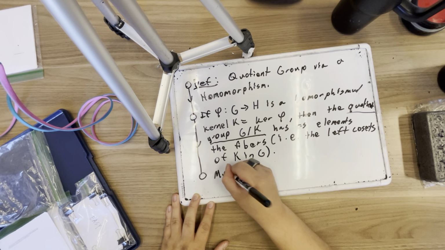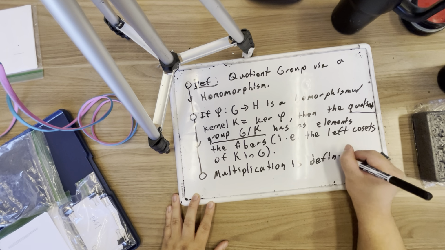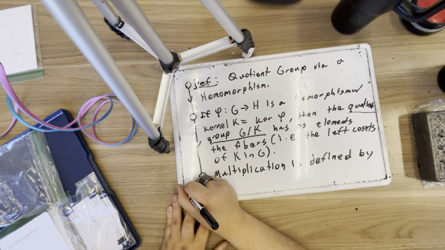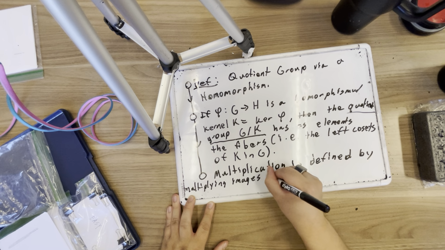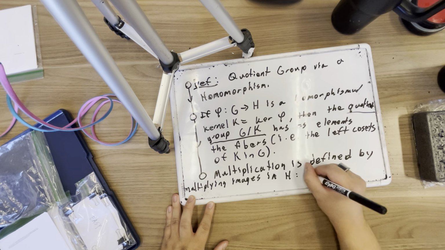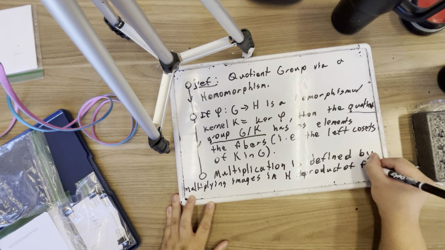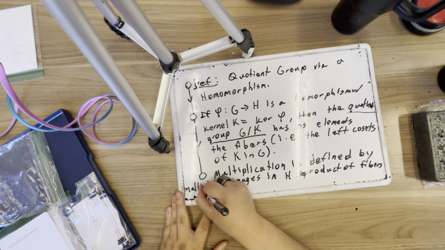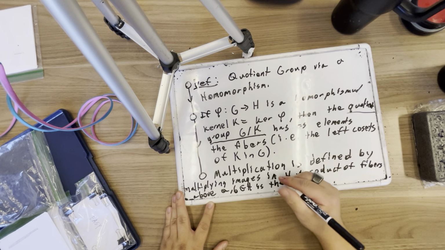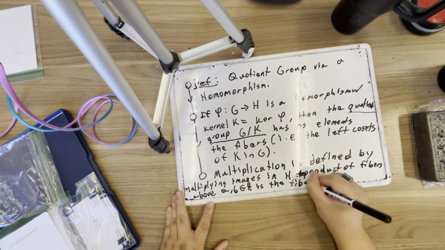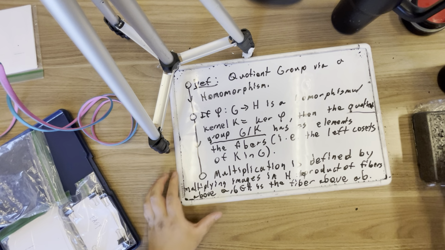And I should note multiplication is defined by, I'm going to go all the way out here, multiplying images in H. It's the product of fibers above A, B within H. The product of the fibers above A and B within H is the fiber above AB. Right.